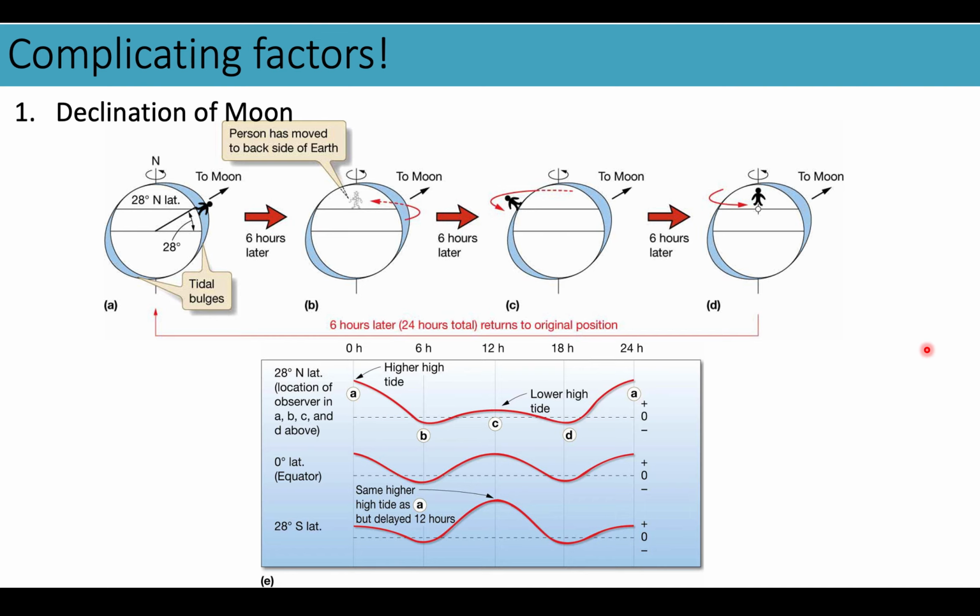And then here would be the graph of tides based on this diagram as you were standing, let's say 28 degrees north, like this figure, and then if you were on the equator, and then if you were 28 degrees south. At this time, if you were at 28 degrees south, you would be in that peak high tide. So that's why you see here 28 degrees south, you're in that peak high tide.